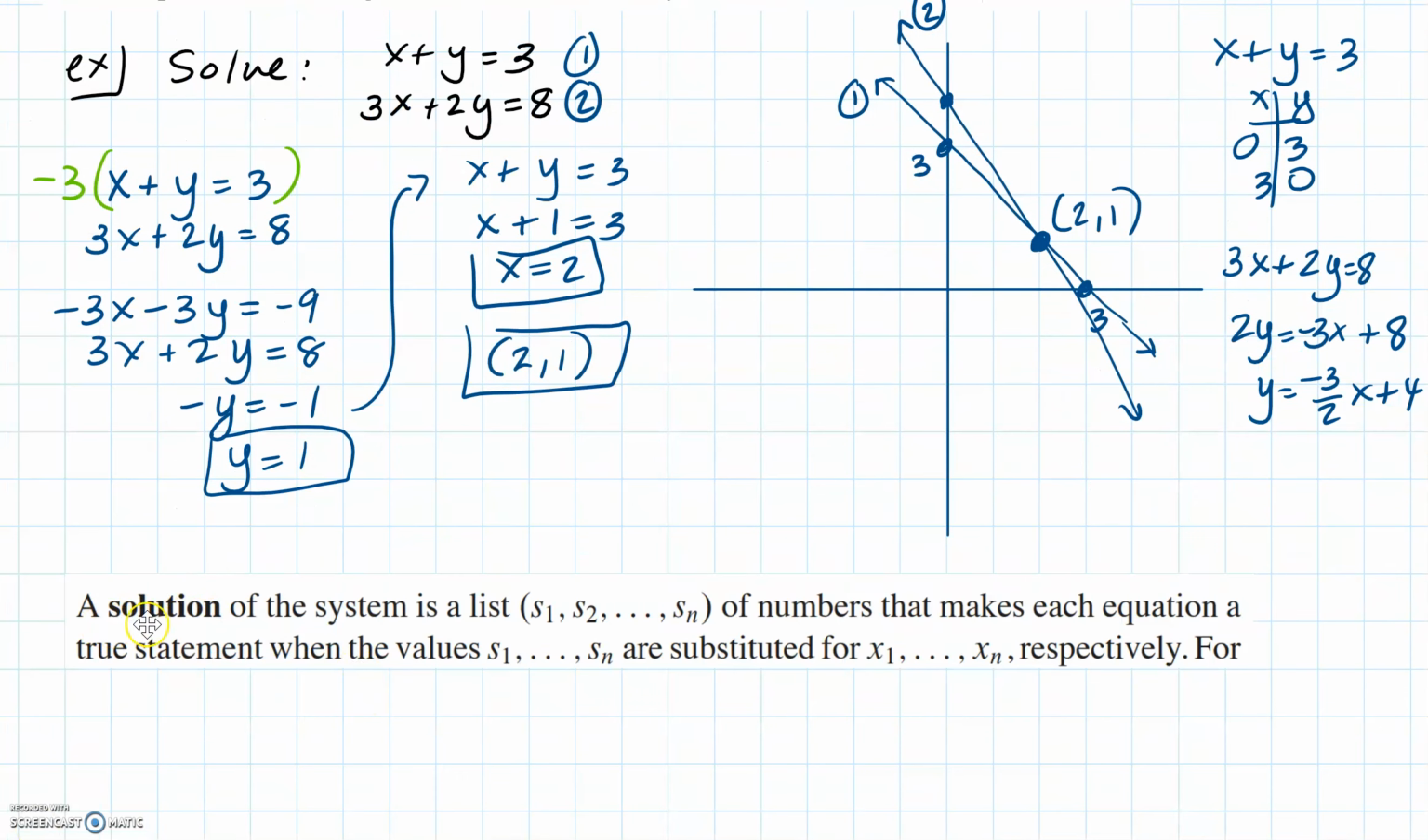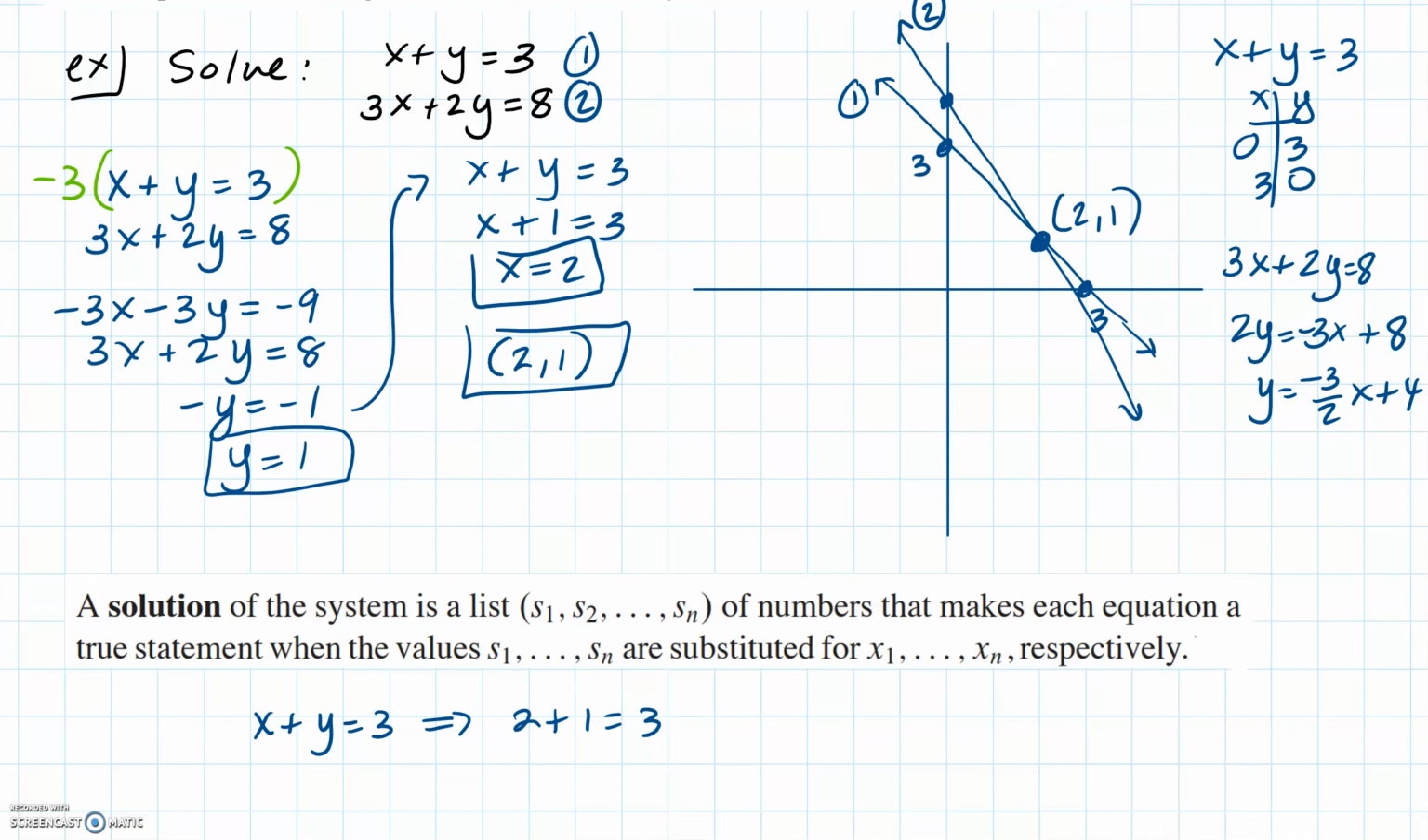In general, a solution of a system is a list of numbers, s1, s2, all the way to sn, that makes each equation true when the values s1 through sn are substituted in for x1 through xn, respectively.